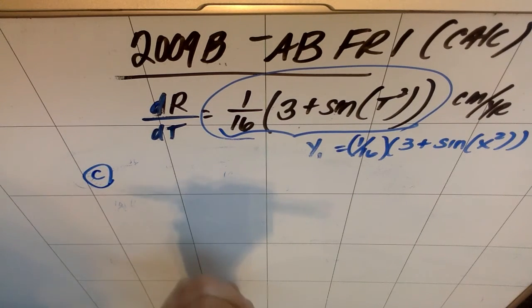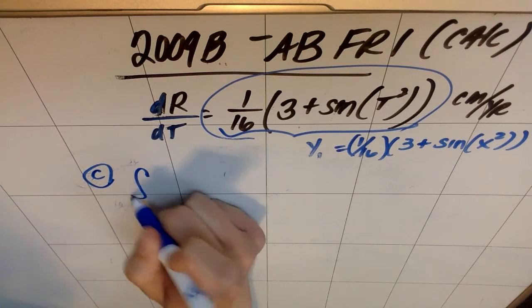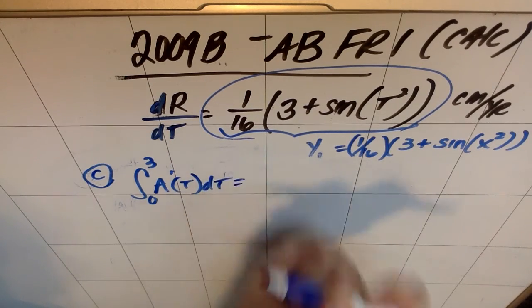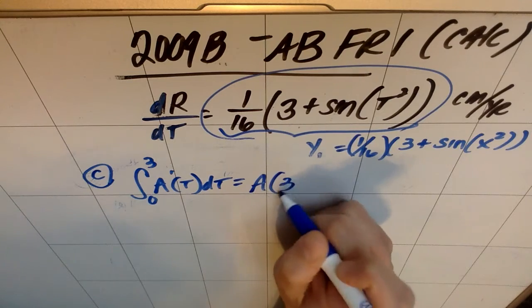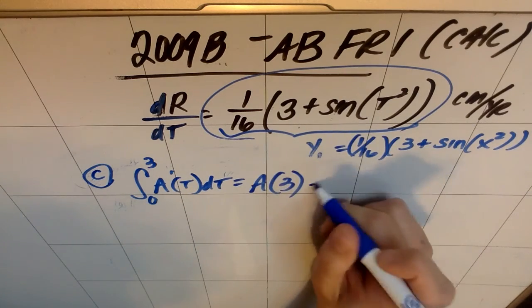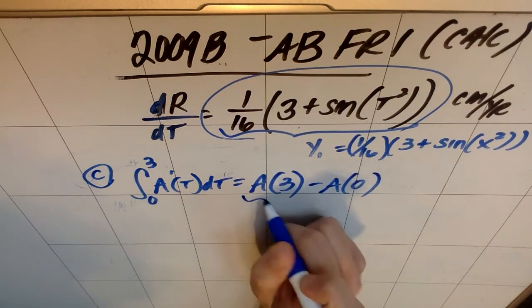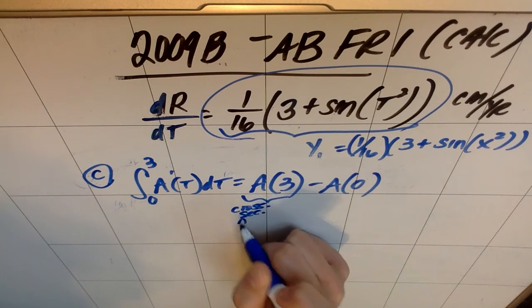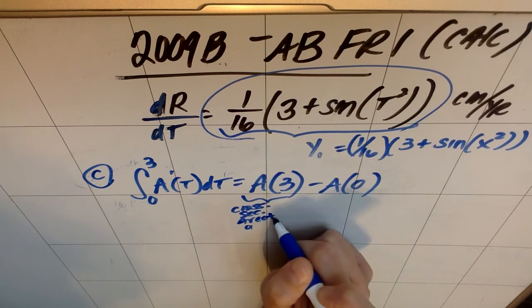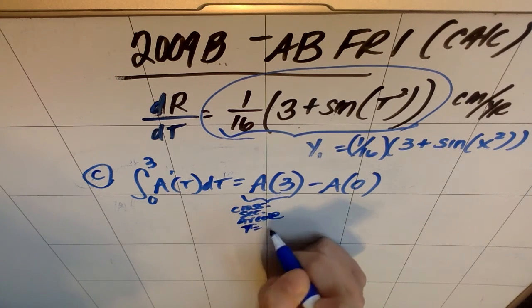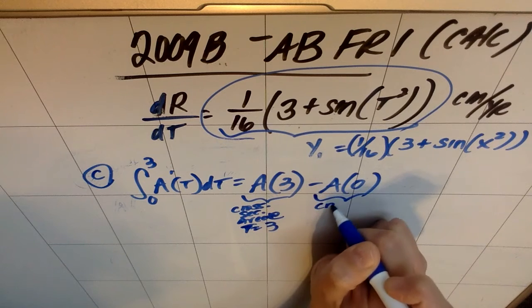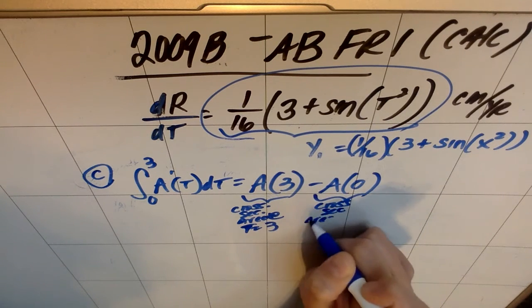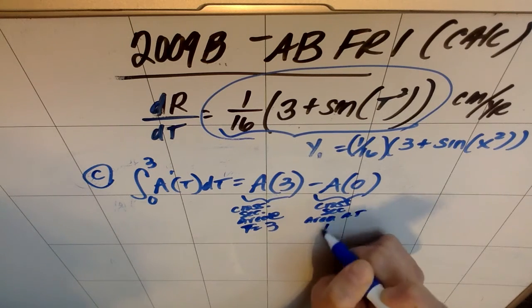So for part C, we're asked to integrate from 0 to 3 of A prime of t. This is actually another callback to the first fundamental theorem of calculus. That's going to be A of 3, because when you integrate a derivative, you get the actual function, minus A of 0. Well, this is the cross-sectional area, right? Cross-sectional area at t equals 3. And this is the cross-sectional area at the start, right? Cross-sectional area at t equals 0.